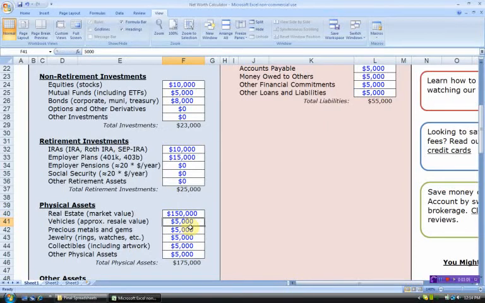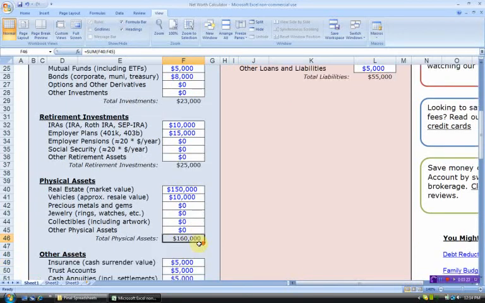I might have a car that's worth $10,000. I don't own any precious metals or gems. Don't own any jewelry. Don't own any artwork. But again, you can customize this for your needs. Don't really have any other physical assets. So that gives me a total of my physical assets, $160,000.